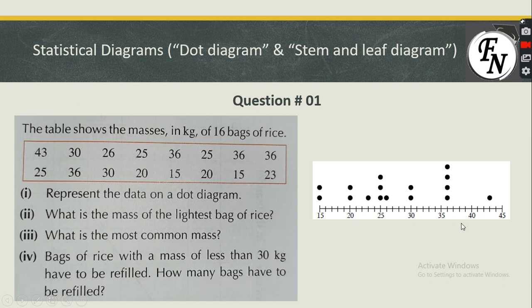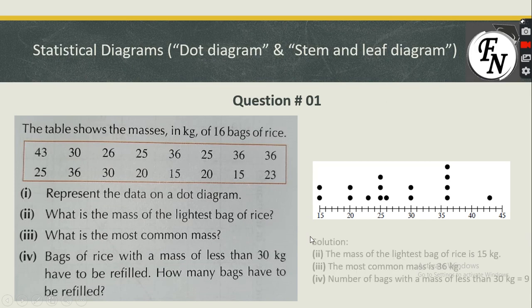In this dot diagram, it is easy to understand which value is repeated the most: the 36 kg bag is repeated the most, that is 4 times. Then part B is asking what is the mass of the lightest bag of rice. Now we don't need to go into the table and find the numbers, we can just look at these spots and answer the questions. So what is the mass of the lightest bag of rice? That is 15 kg. Very simple.